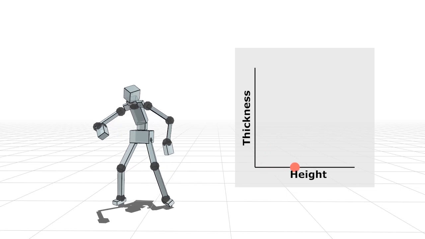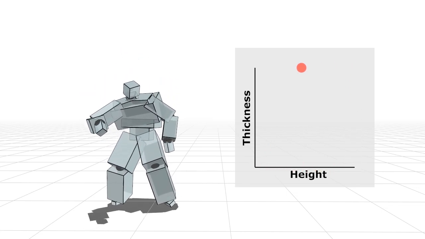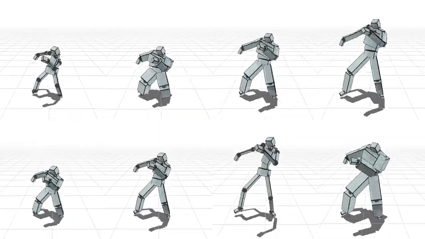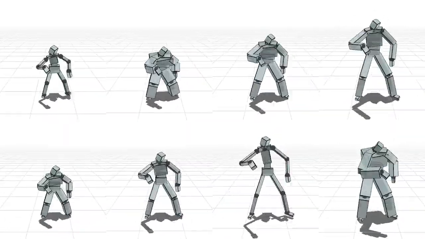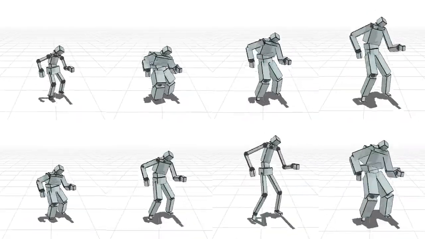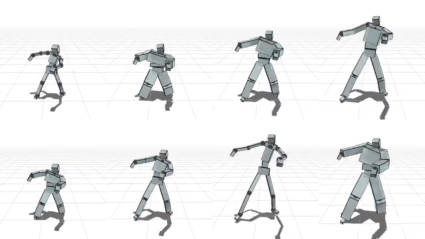In this example, we change the height and body thickness of the character. The smallest character weighs 20 kilograms and is 1.2 meters tall. The biggest character weighs 270 kilograms and is 2.6 meters tall. Even with the substantial variations, we can robustly control the dynamic dance motions of the characters.